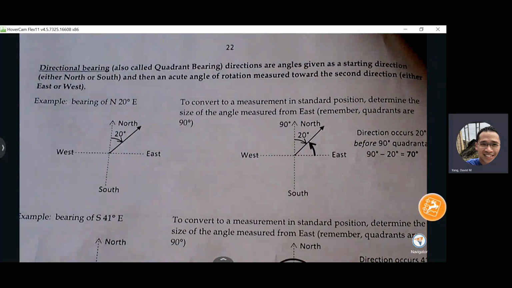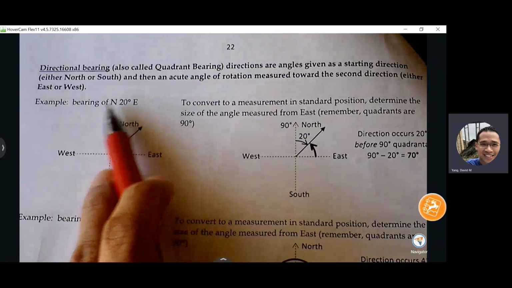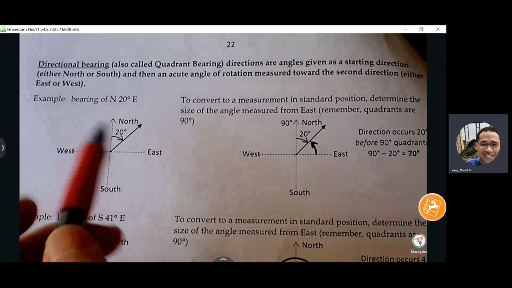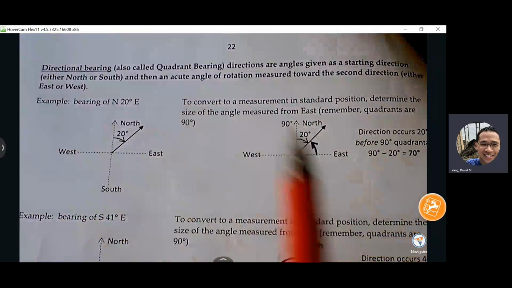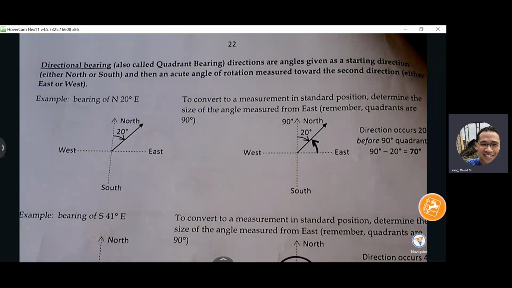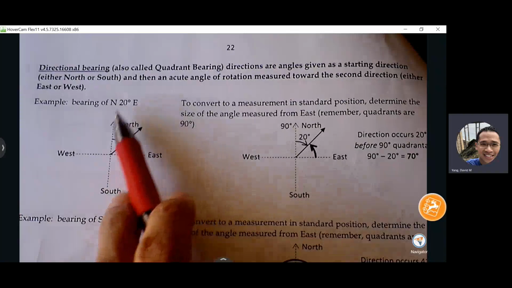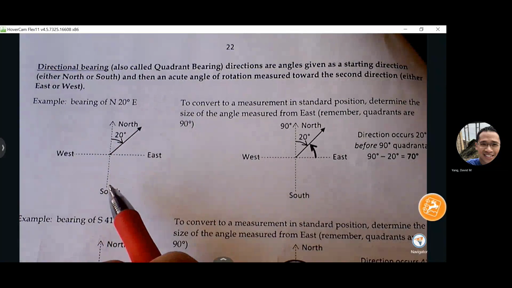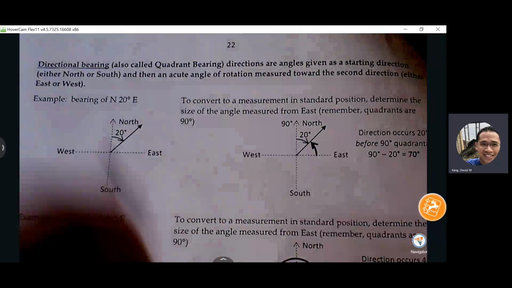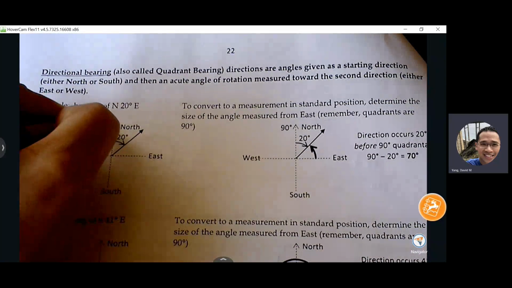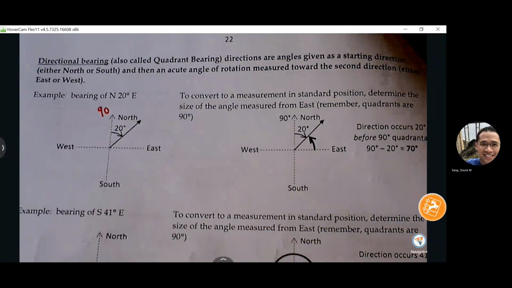So it says bearing of north 20 degrees east. This one would be the same as true bearing because they're always telling you where to start and which direction to move in. So north, and then I want to go 20 degrees to the east. If I have this drawn in front of me and I'm trying to get to standard position, I can just say this is 90 degrees from a standard position standpoint. 90 minus 20 is 70.